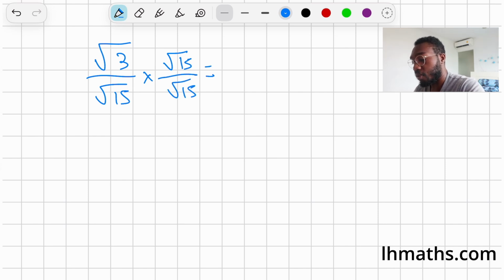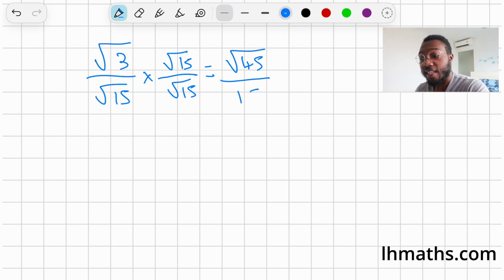If you're to do that, you would get the square root of 3 times the square root of 15. That would just give us the square root of 45, and that is divided by the square root of 15 times the square root of 15, which would just give us 15. Okay, so now we need to simplify down the square root of 45.